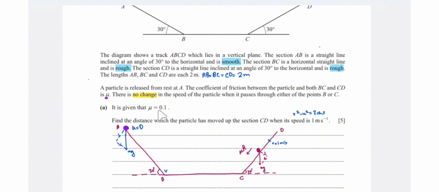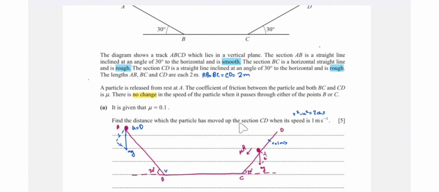It is given that mu is 0.1. So we have the value of mu. Find the distance which the particle has moved up the section CD when it has a speed of 1 meter per second. So we need to find the distance when the particle has moved up the section CD.